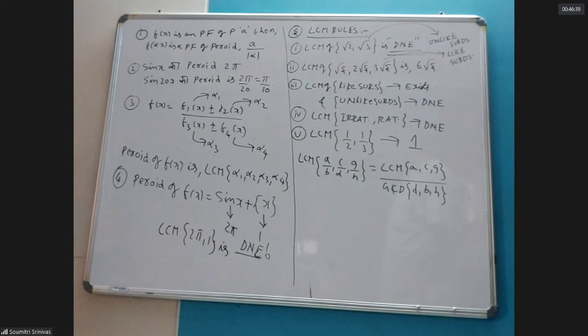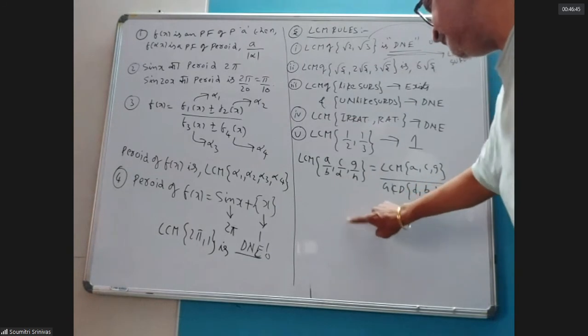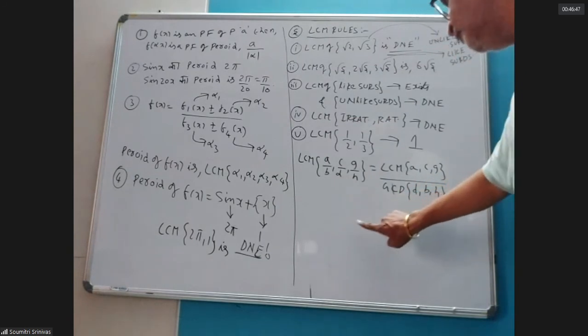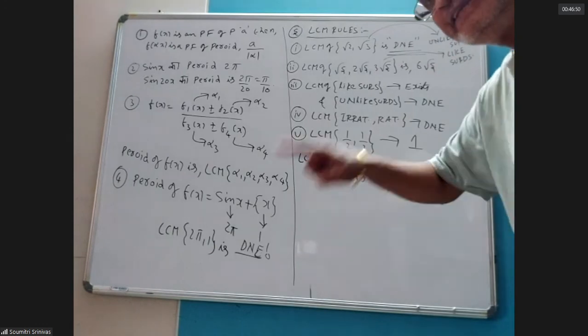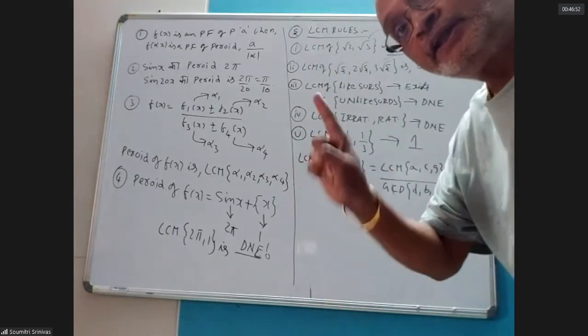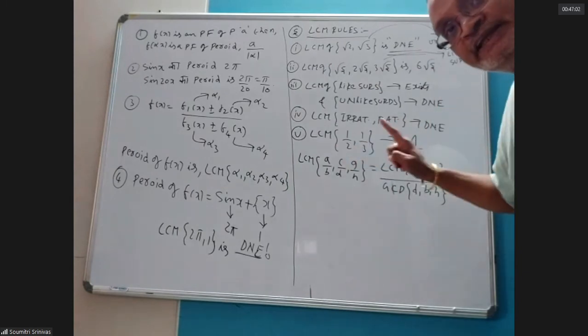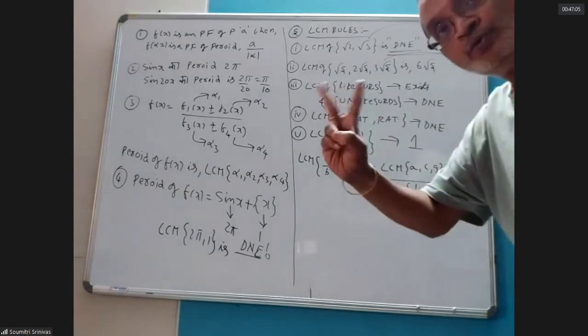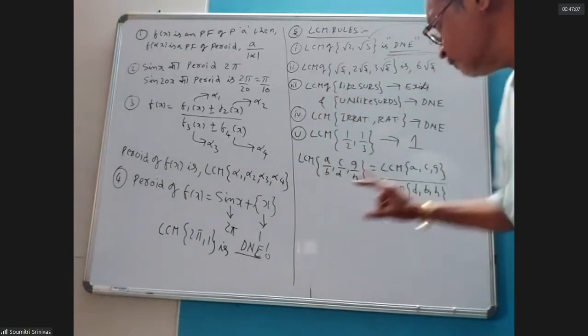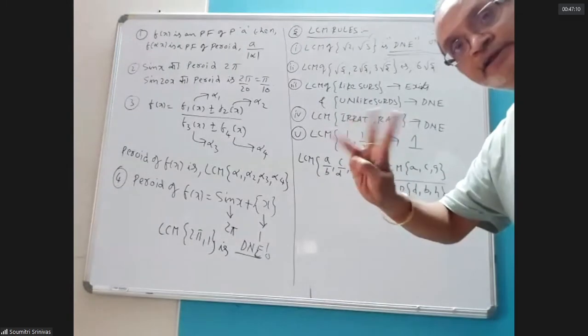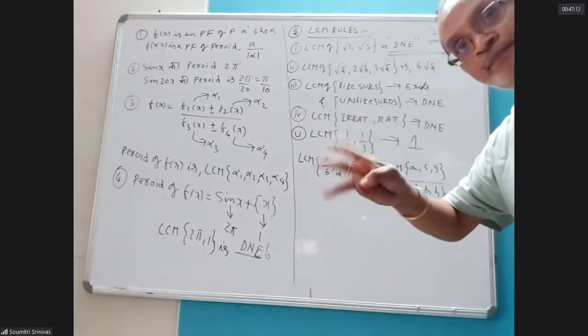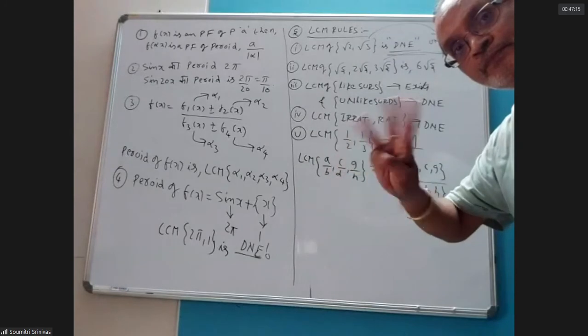Sir, the LCM which you read, 1 by 2 plus 1 by 3 is equal to 5 by 6, LCM of 2 and 3 is 6. That is the LCM during addition, but not LCM of the individual numbers. The basic rule of LCM is that whatever number you obtain, divide, and you should always get an integer. 1 by 1 by 2 is 2, 1 by 1 by 3 is 3. Yes, sir. That's the rule.